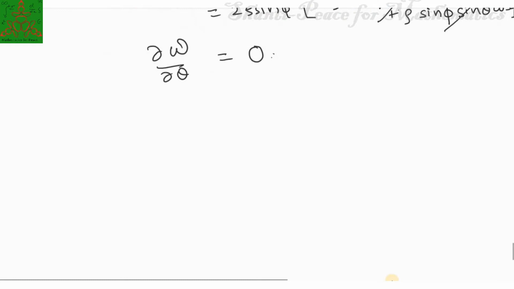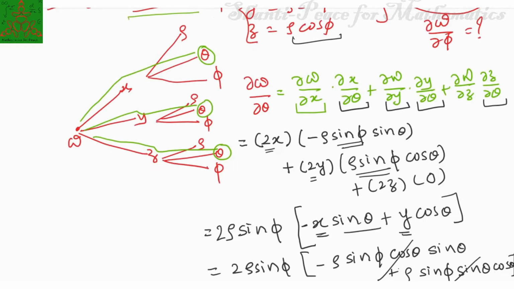Next we need to calculate what is del w upon del rho. For that, here we'll have 3 paths because rho appears at these 3 places. So you have to go along this path and then this path. Here you will go along this path and then this path, and here you will have this. So it is del w upon del x and del x upon del rho, del w upon del y upon del rho, and so on.